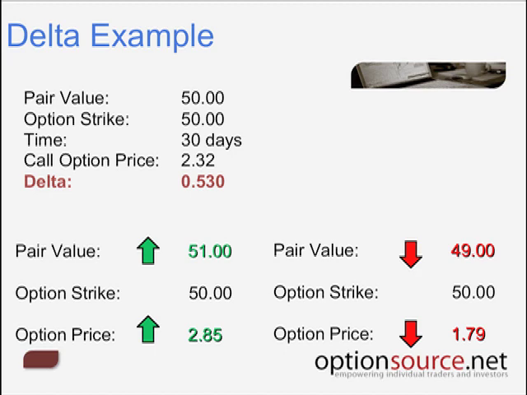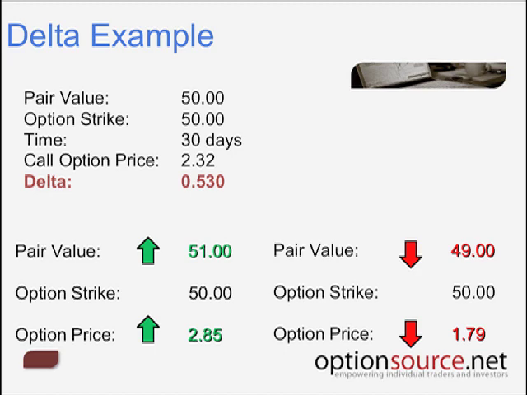Let's say I'm looking at a pair value that is sitting around the 50-point mark, and I'm looking at an option strike of 50, which would be considered, of course, an at-the-money option contract. Now, we're going to consider just 30 days until expiration, and the option premium being worth about 2.32. That particular delta is going to be listed in and around the 0.50 mark. One general rule of thumb is that an at-the-money option contract is going to sit around the 0.50 mark. In this example, the delta is listed at 0.53.